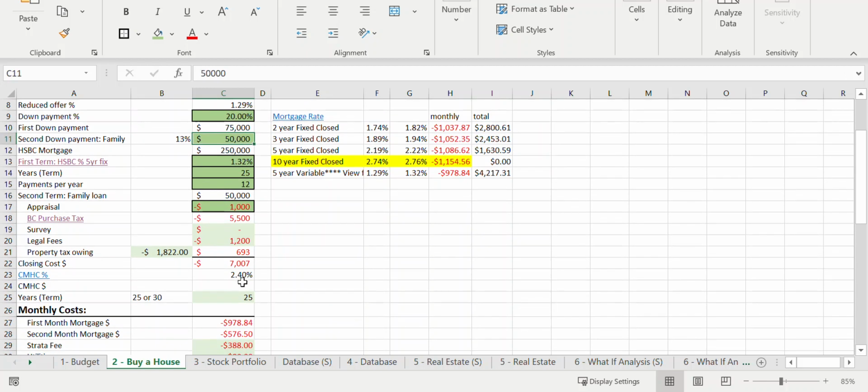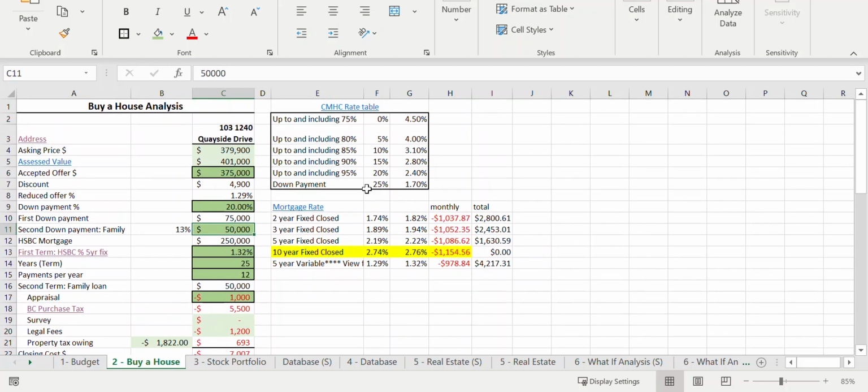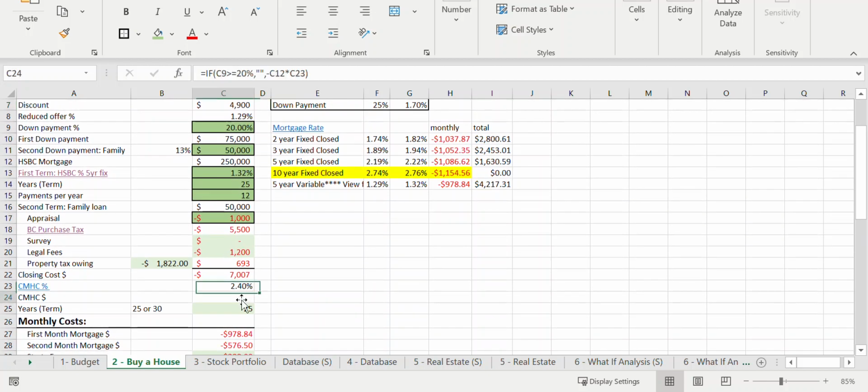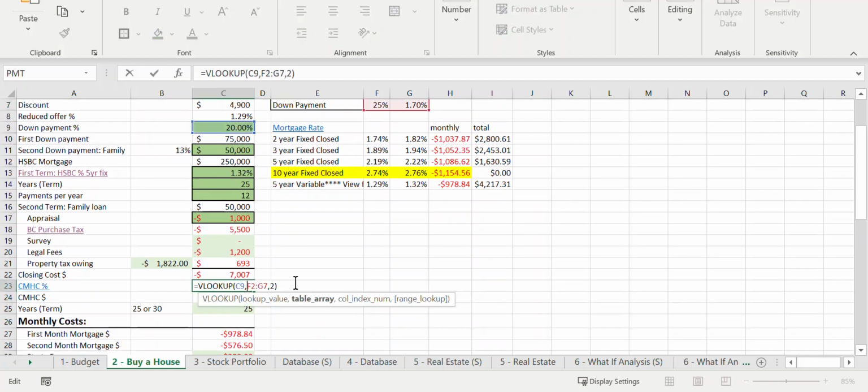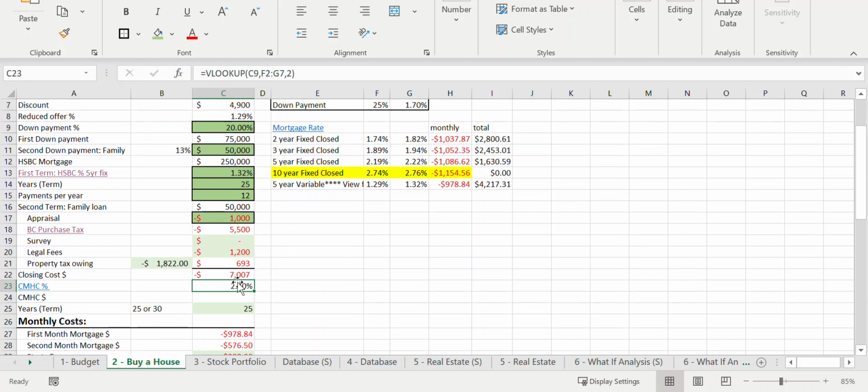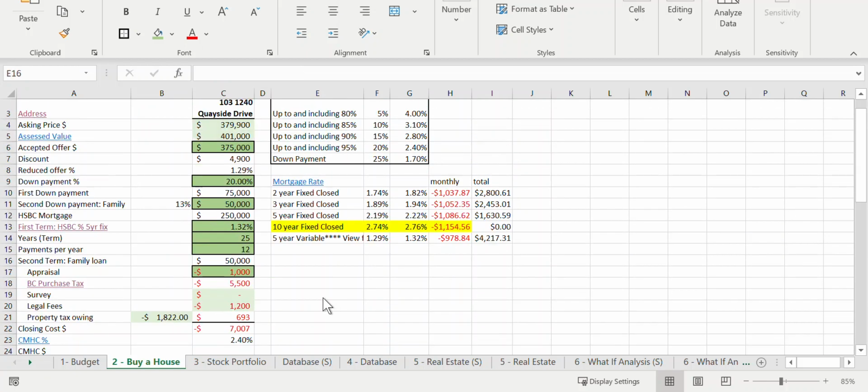And now, because I've paid over that amount, I'm over 25%. I don't have to pay any CMHC. So you'll see here, CMHC should disappear. Did I get that right? Let's look at how that's calculated.